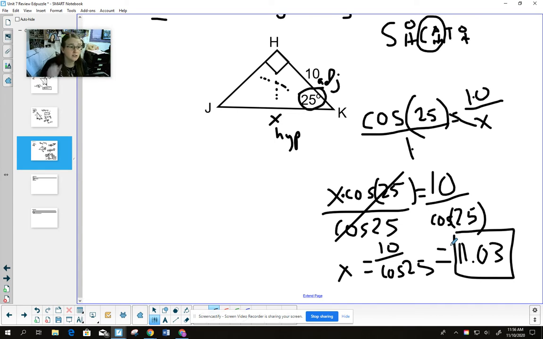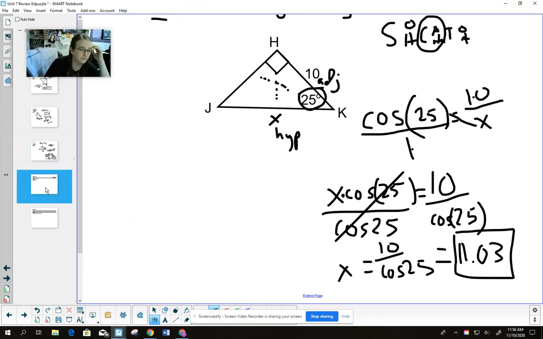So once more, guys, do not assume that you're always just going to be, oh, the number times the trig function. No, sometimes it's division, sometimes multiplication. You have to look at each question separately.